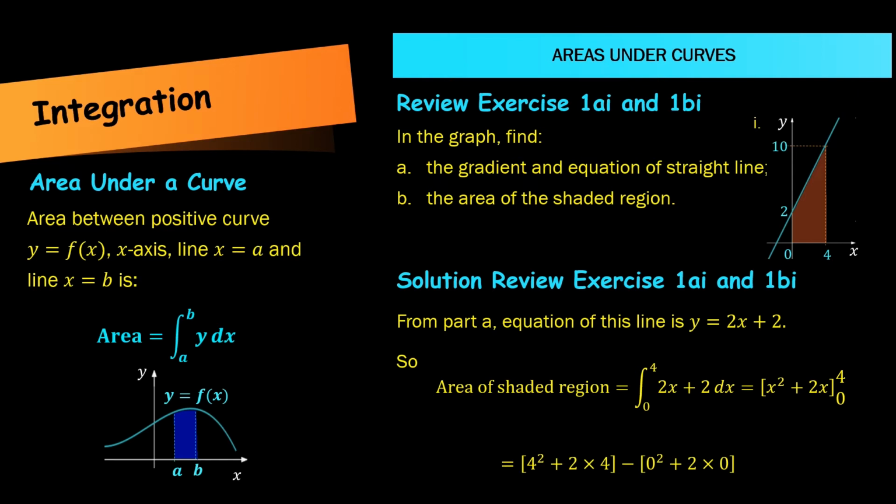And this equals this expression shown here. We've simply plugged in x equals 4 in x squared plus 2x, and then taken away x squared plus 2x with 0 plugged in. Here's x equals 4 plugged in, and here's x equals 0 plugged in. And tidying up gives us that this expression is equal to 24.